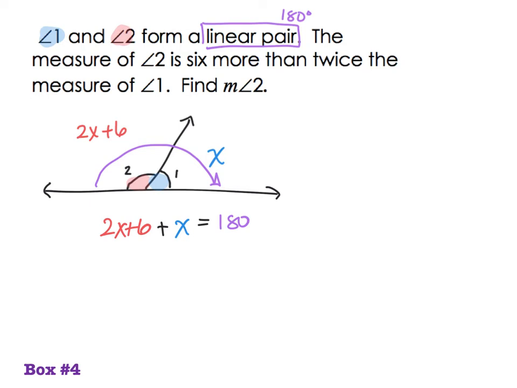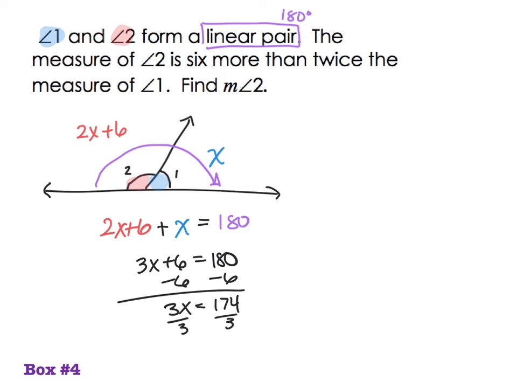So combine like terms and you end up with 3x plus 6 equals 180. Take away 6, and you get 3x is equal to 174. Divide by 3, divide by 3. You get x is equal to, so 174 divided by 3 equals 58. That is what my x value equals. That's also the measurement of angle 1.